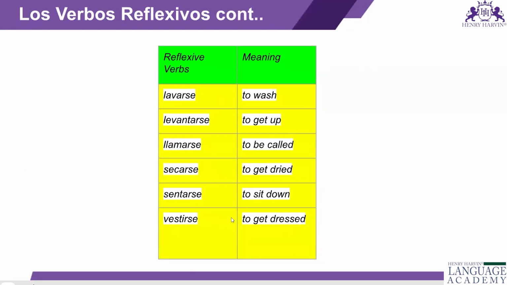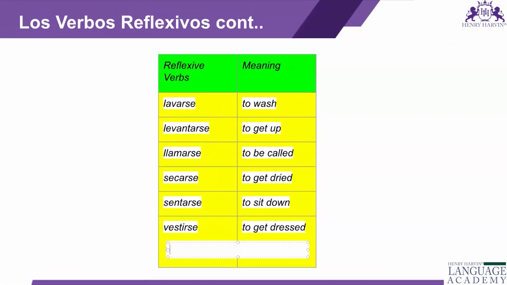Lavarse to wash up. Levantarse to get up. अच्छा, एक चीज और बताती हूँ. There is a verb called despertarse, जिसका मतलब है to wake up.